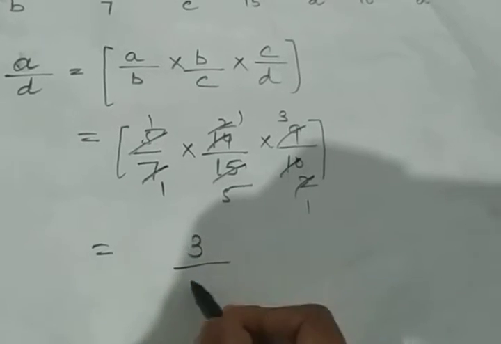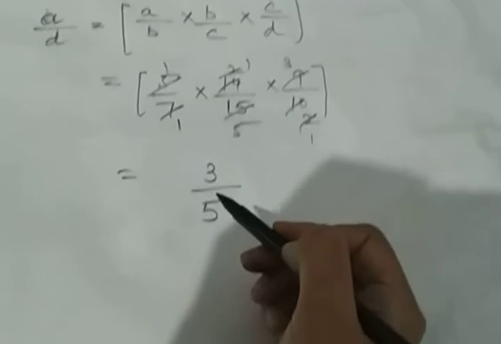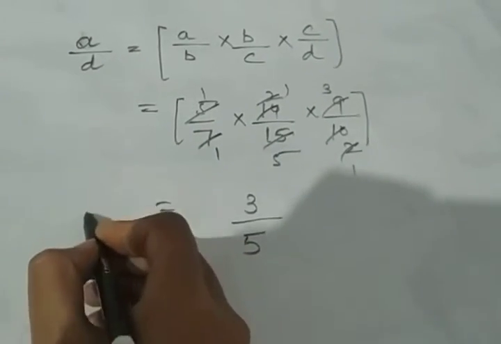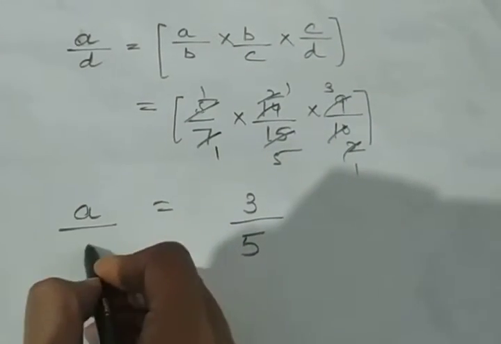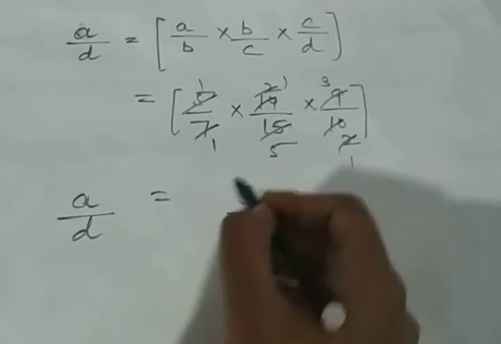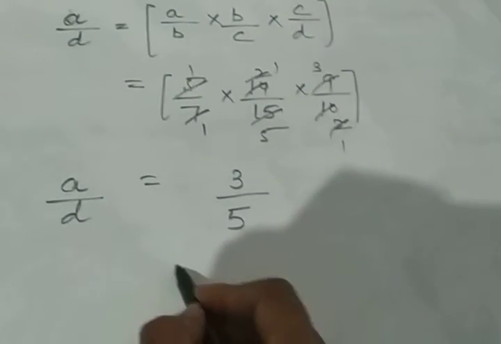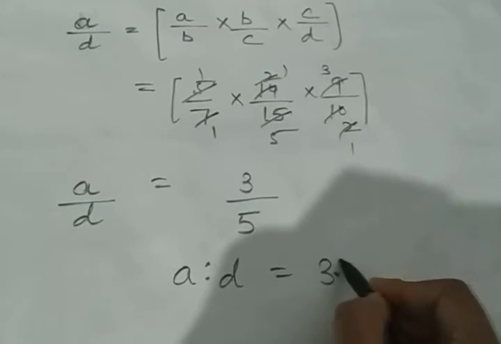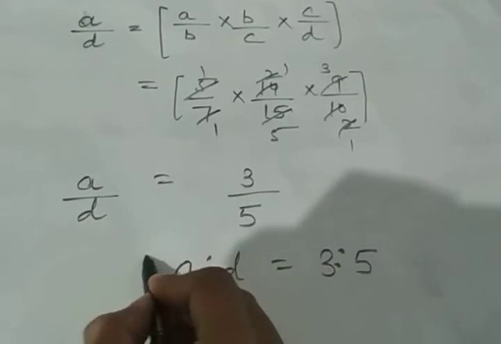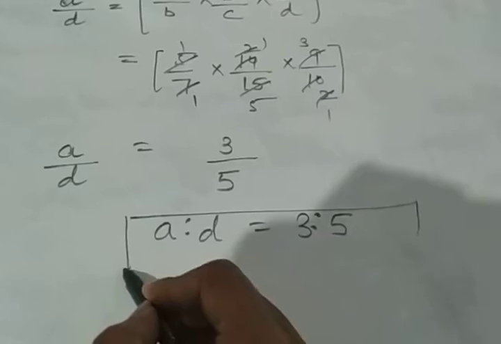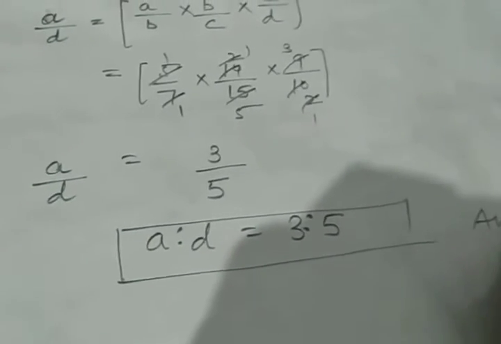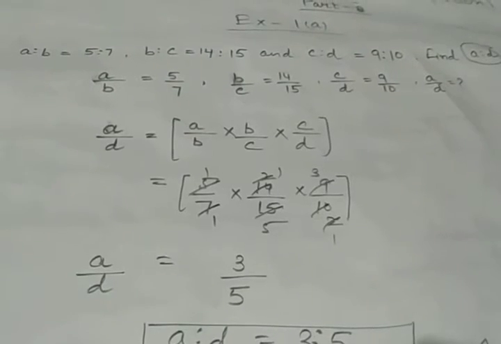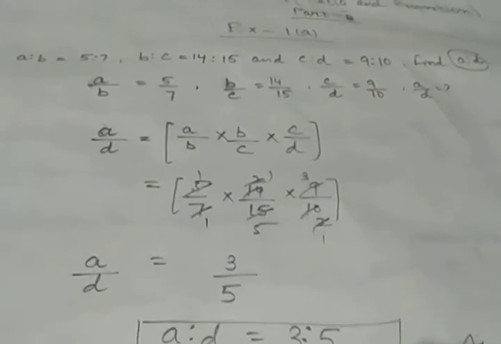3 upon 5. The answer is A upon D equals 3 upon 5. The answer will be 3 ratio 5. I hope you can understand this question.